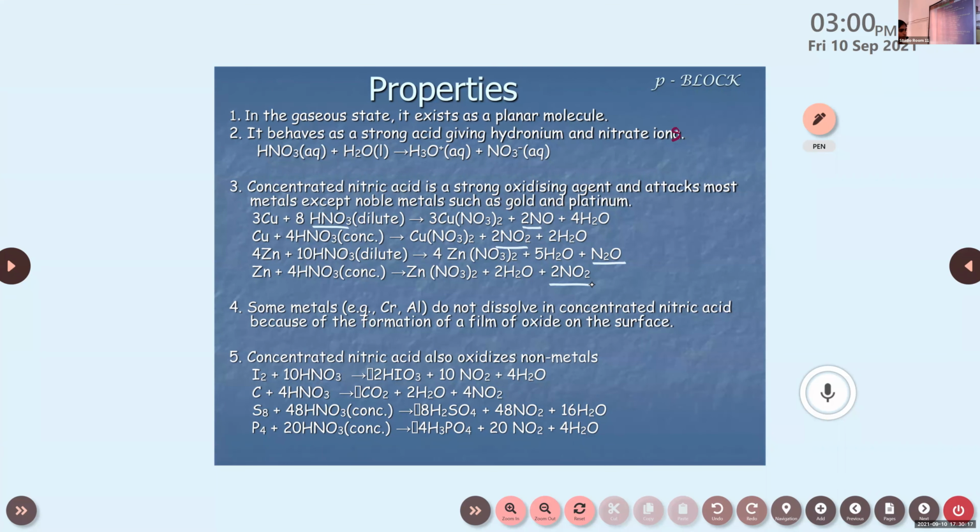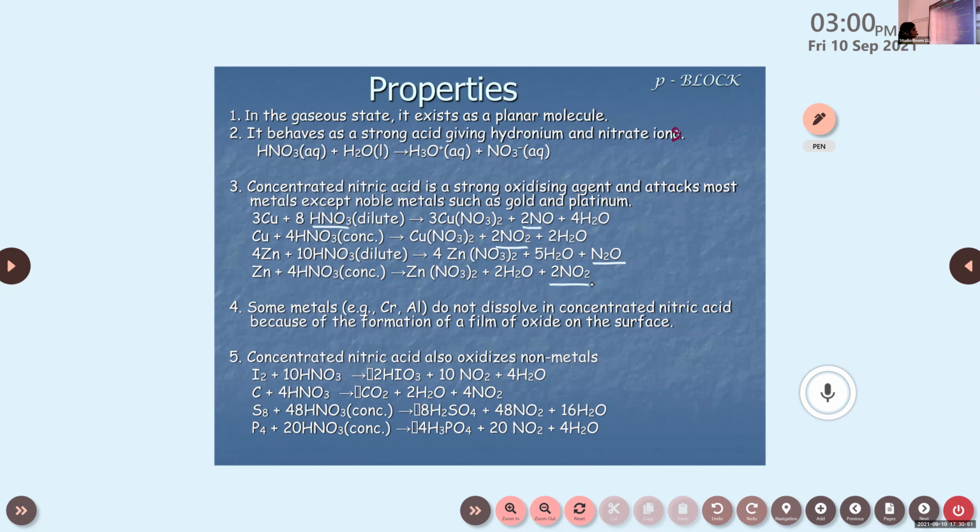That's the difference. Normally, concentrated nitric acid will react with metals except gold and platinum, and it will act as a strong oxidizing agent. When we are using dilute nitric acid, nitric oxide will be formed, and with the concentrated one, nitrogen dioxide will be formed. That's the difference between concentrated and dilute. The main product remains the same, only the byproduct changes.